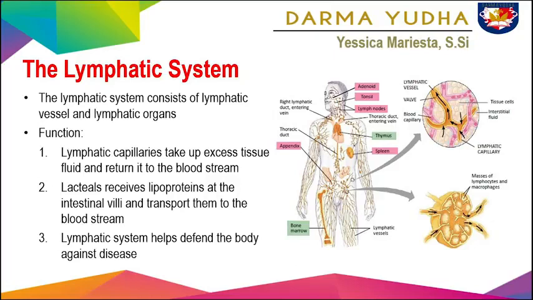The lymphatic system. The lymphatic system consists of lymphatic vessels and lymphatic organs. So, what is the function of the lymphatic system? First, the lymphatic capillaries take up excess tissue fluid and return it to the bloodstream. Second, the lacteals receive lipoproteins at the intestinal villi and transport them to the bloodstream. Third, the lymphatic system helps to defend your body against disease.